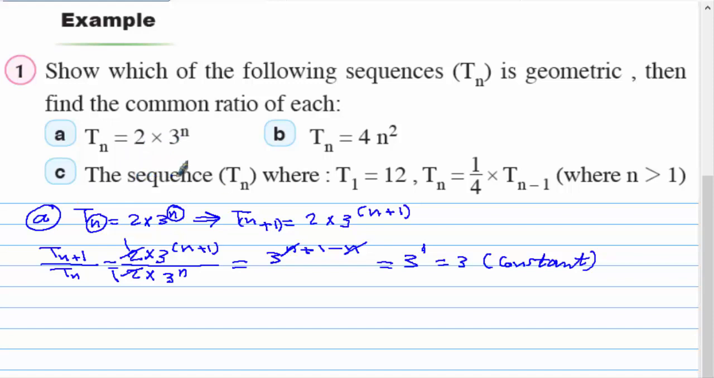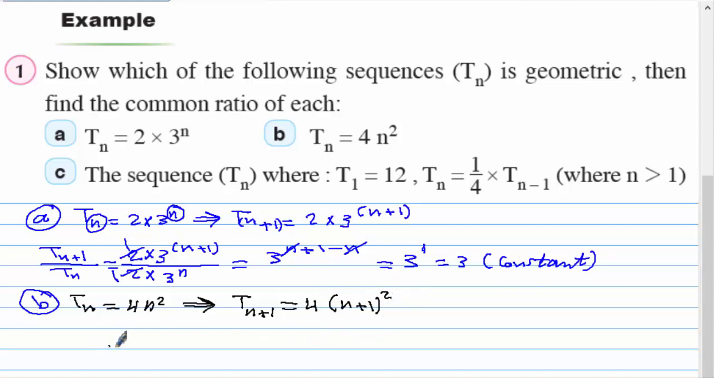Now we'll try letter B. We have Tn equals 4 n power 2. So Tn plus 1, the next term, equals 4 multiply n plus 1 all power 2.